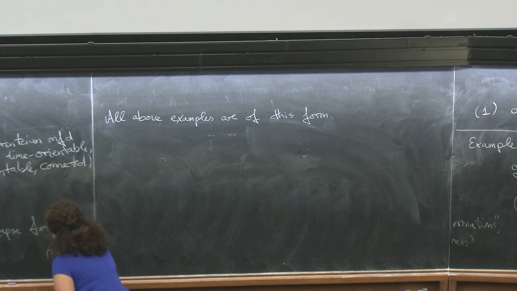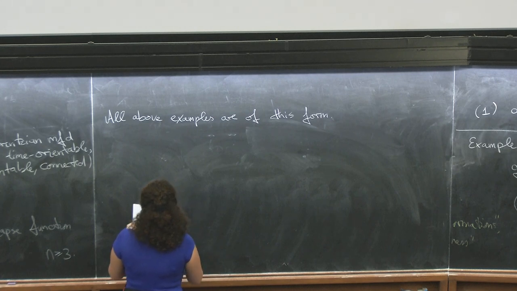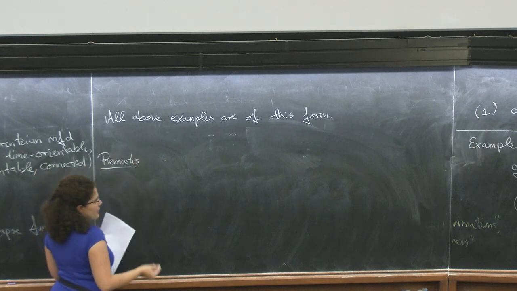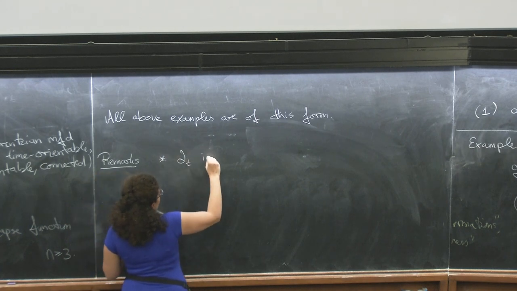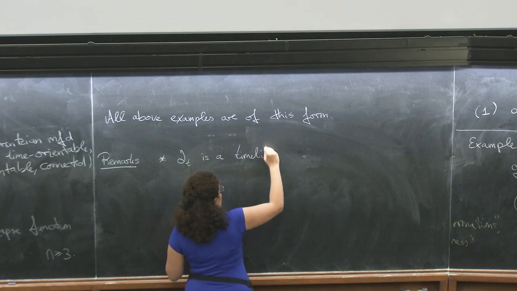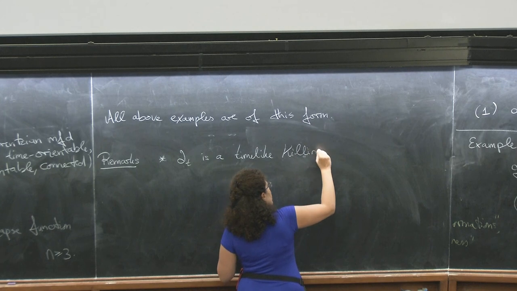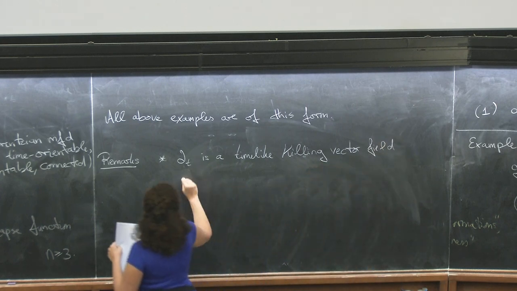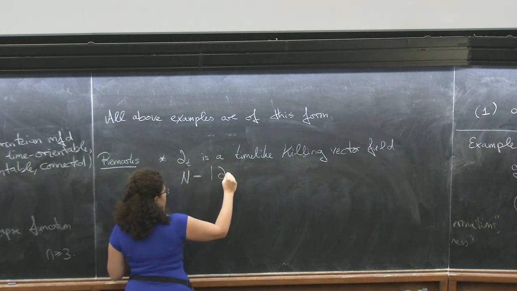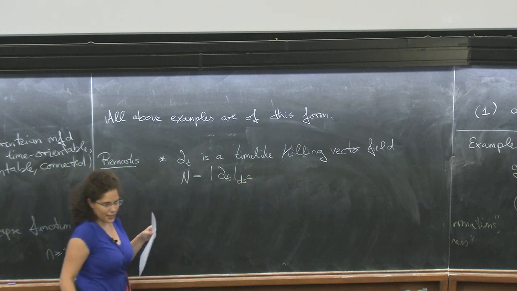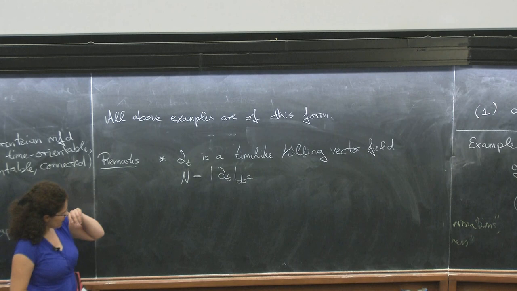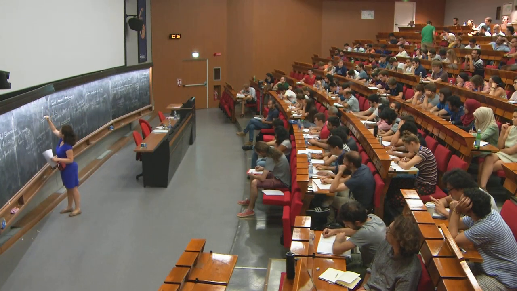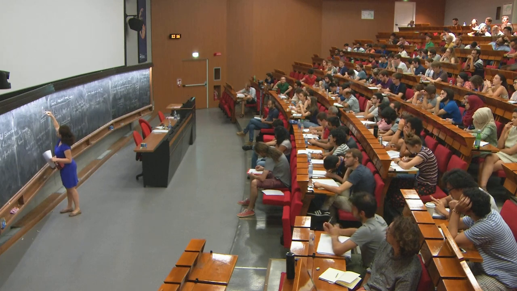I want n bigger or equal to 3. So why is this called standard static? Let's make a few remarks. So first of all, d/dt is a timelike Killing vector field in the spacetime. And in fact, if you were wondering what the physical meaning is of N, it's the length of d/dt with respect to the Lorentzian metric. Okay? So let me draw the picture. Then d/dt is a field here.